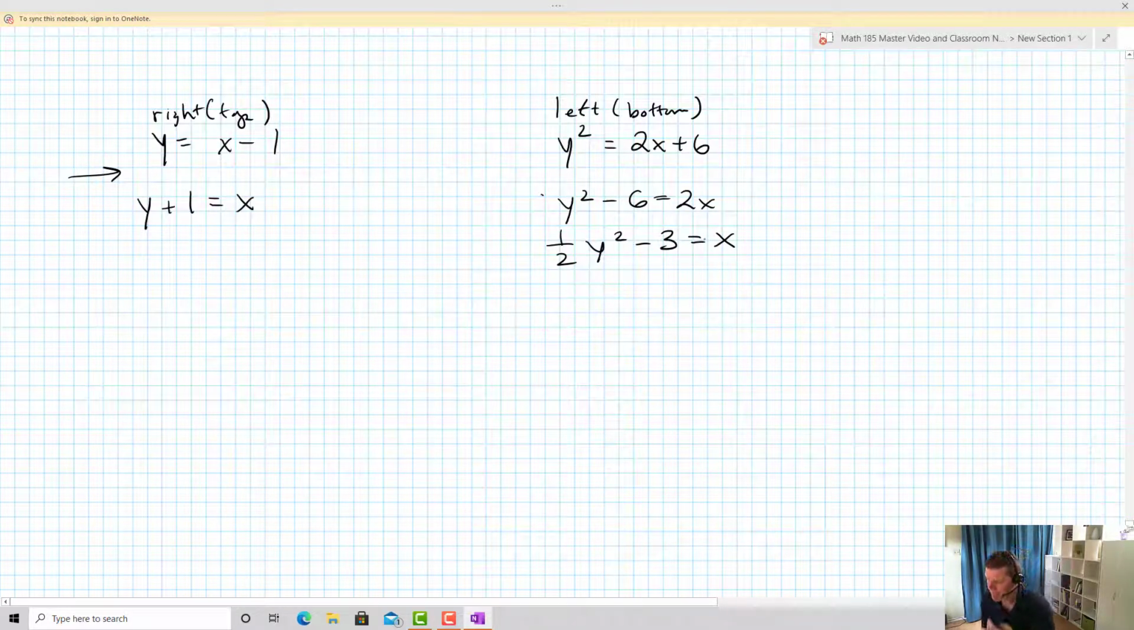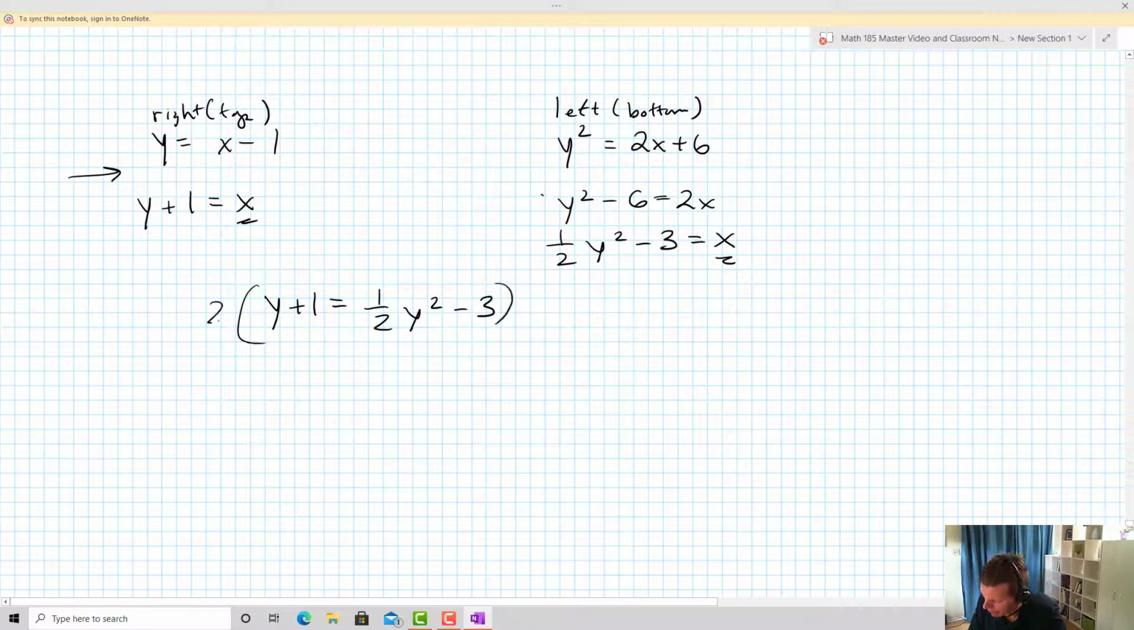Now we need to find the intersection of the two of them. Well, we have them in terms of x, so we're going to set them equal to each other once again, just like we did before. But now we're going to do it with respect to y. So y plus 1 equals 1/2 y squared minus 3. I'm going to multiply through everything by 2, just to make my algebra a little bit easier. So this is 2y plus 2 equals y squared minus 6.